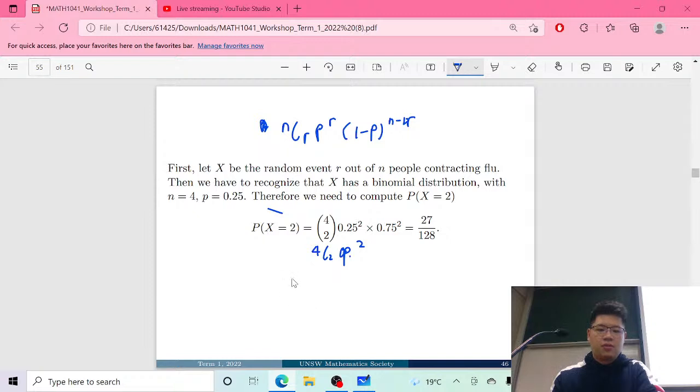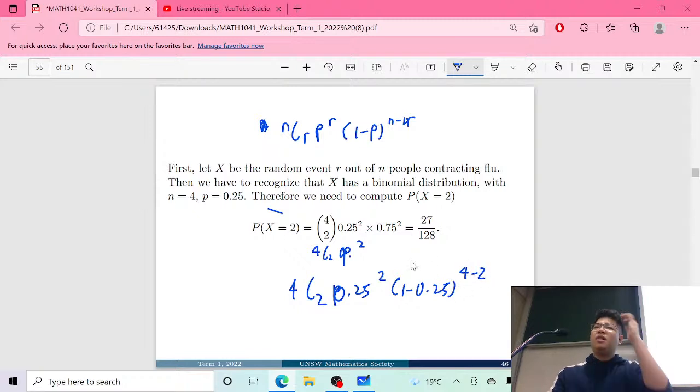So n is equal to 4. So 4 choose r, r is equal to 2 since you want 2 successes. p is going to be 0.25. r again is equal to 2 because you want 2 successes. 1 minus p is going to be 1 minus 0.25, which is 0.75. And you have 4 minus 2 here. And you just plug in the formula and you'd get the final probability over here.